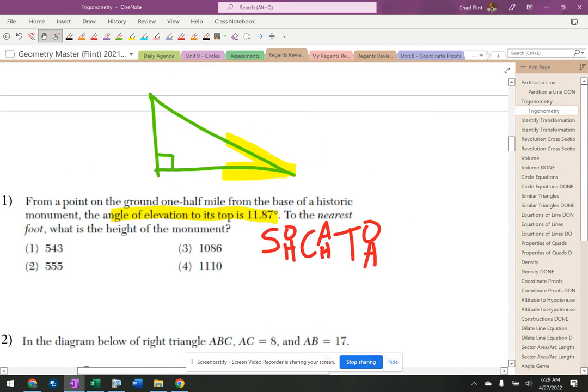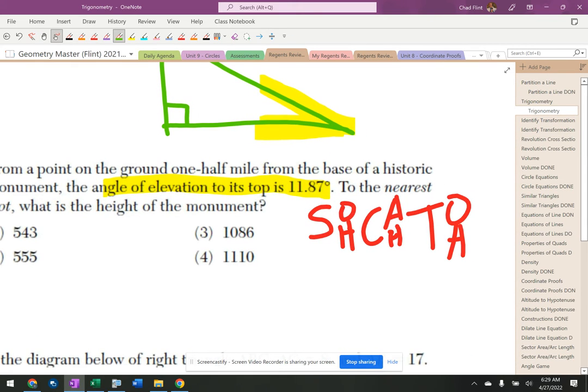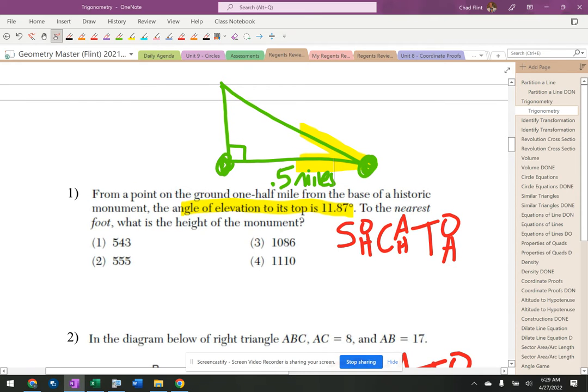It says from a point on the ground, 1/2 mile from the base of the historic monument. All right, so the base of the monument means the bottom, so it would be right here. The monument has to be out here then, so that's 0.5 miles. It says, what is the height of the monument? So the monument is going to be this tall. So I want to know how tall that is.